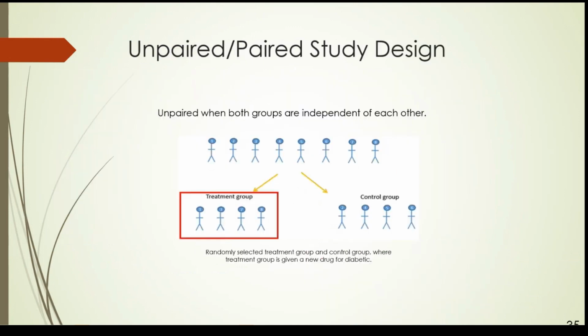So what is unpaired versus paired study design? Unpaired means both groups are independent of each other. Let's say we have this sample. We have 8 people, and we break them into 2 groups. One is the treatment group, the other is the control group. Control group means we don't do anything at all. Treatment group means we apply the treatment. We randomly select these people and put them into 2 groups. Are these 2 groups related? Not related. So these are called unpaired because they are independent of each other. Whatever happens in one is not affecting the other.